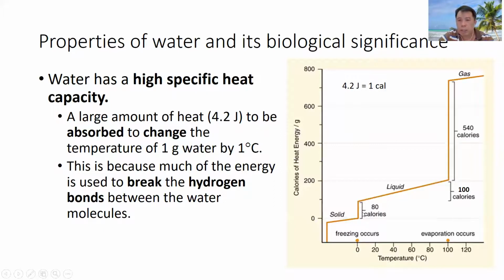From here you can see, in liquid form, from 0 degrees Celsius to 100 degrees Celsius, to increase the temperature of 1 gram of water by 1 degree Celsius, it requires absorbing 4.2 joules. So from 1 to 100, that means you times by 100. This is because much of the energy is used to break the hydrogen bonds between the water molecules. Therefore water has a high specific heat capacity.